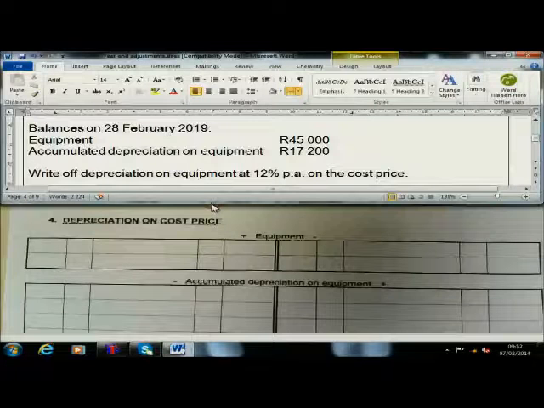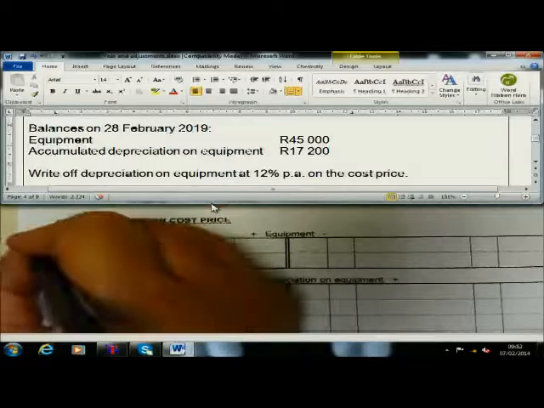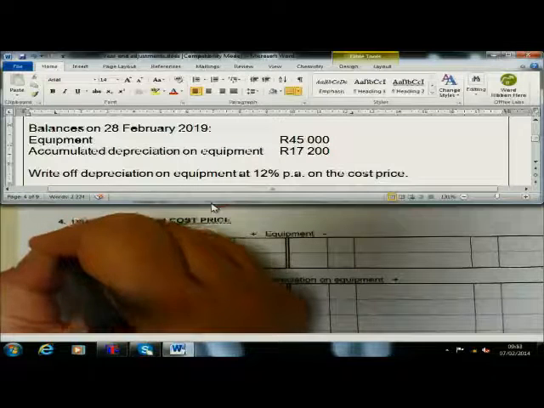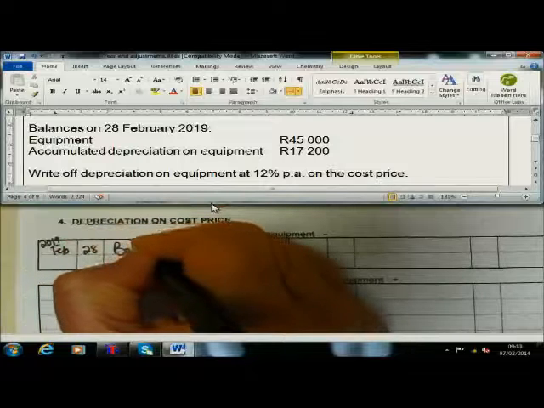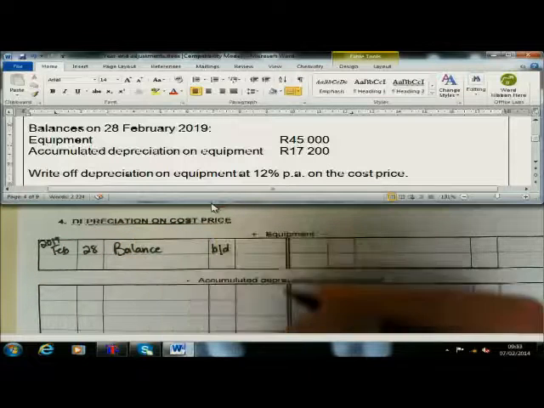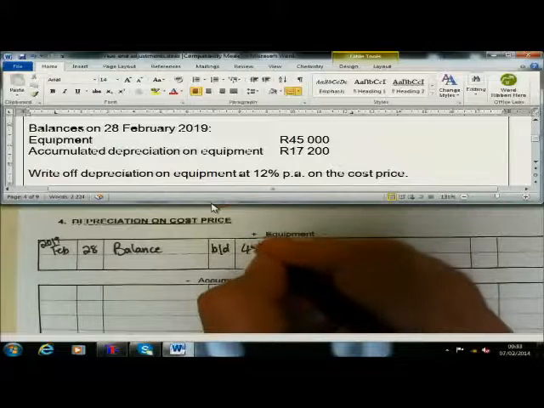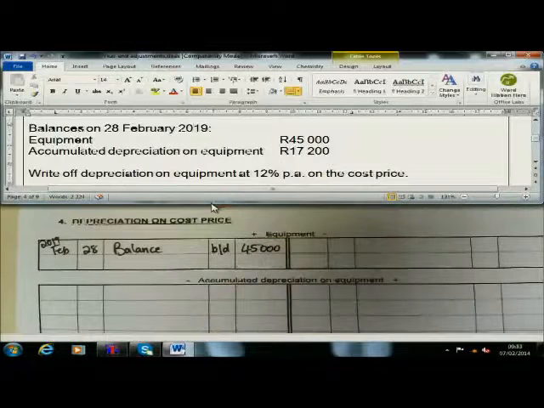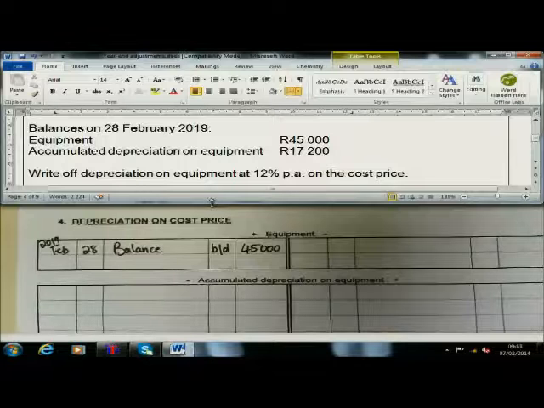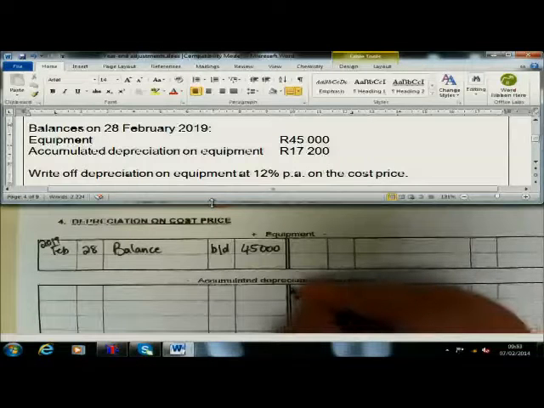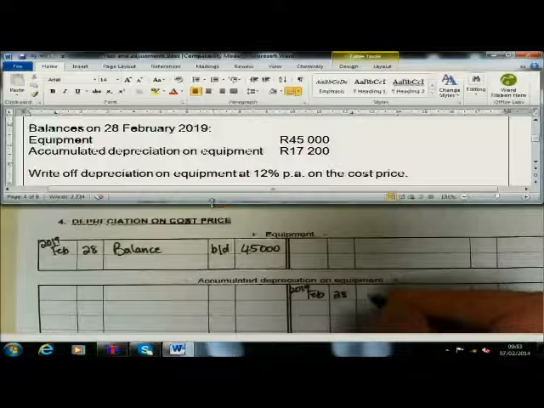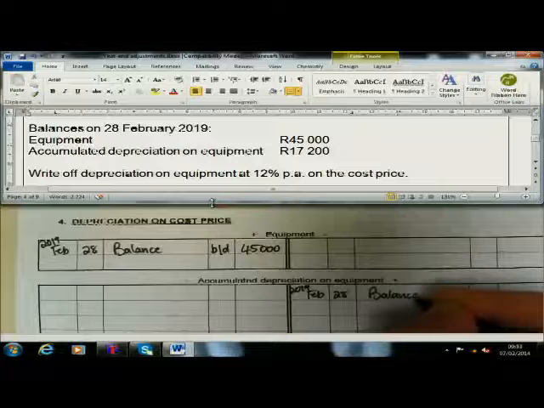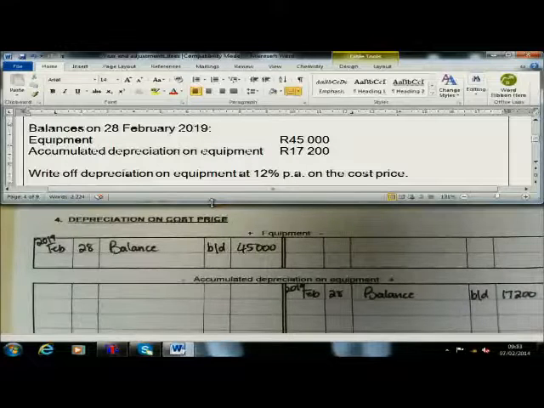So the first thing that we are going to do, equipment is an asset, 2019. February 28, balance brought down. So we've got equipment to the value of 45,000 rand. Accumulated depreciation on equipment, 2019. February 28, the balance is on the credit side. 17,200. What is the meaning of this?